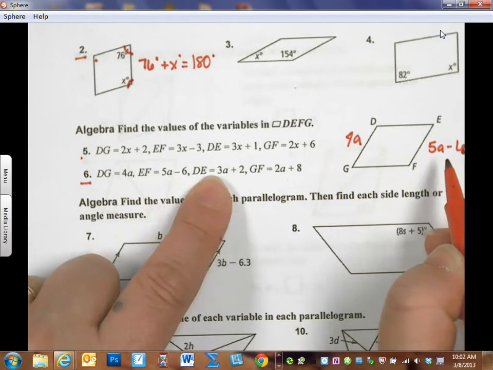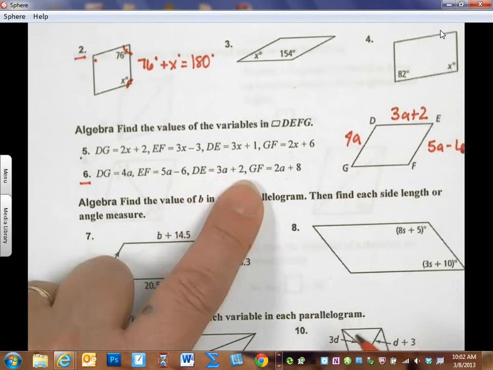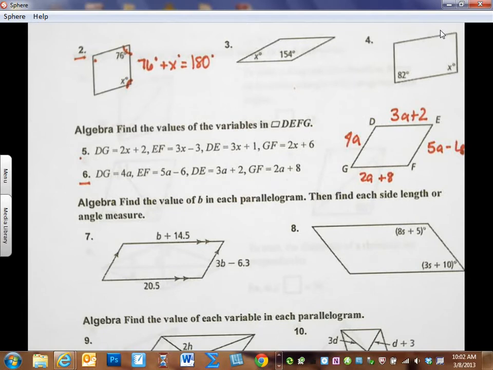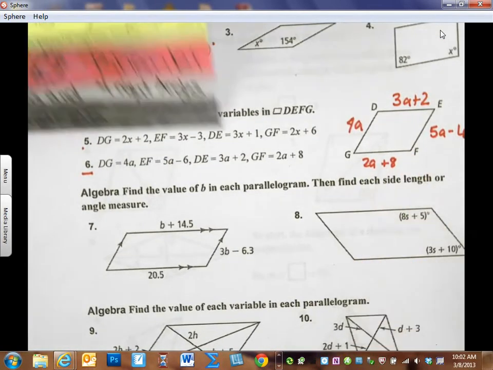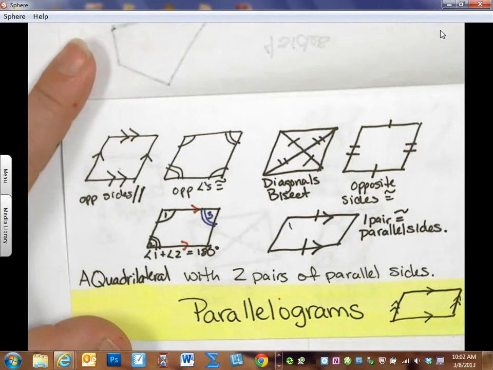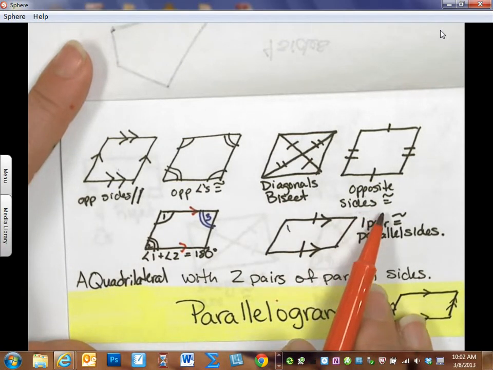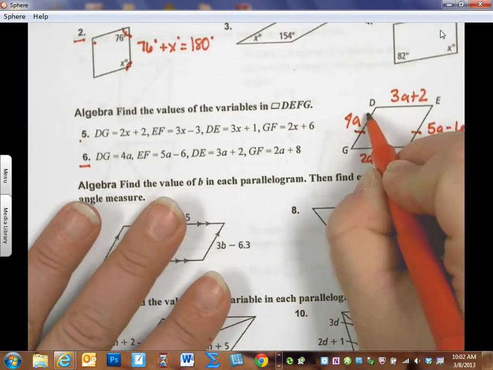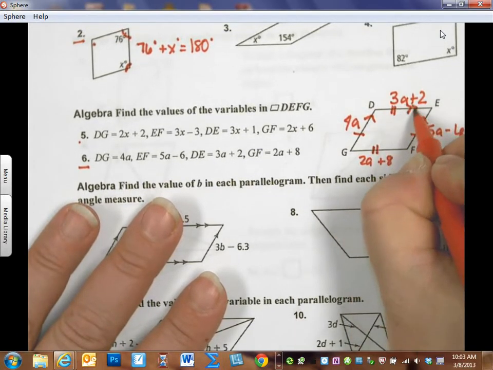And then DE, which is this top side, notice we're naming it with 2 letters, and GF is 2A plus 8. Now, if I were a new student with parallelograms, I might go look at my picture, and I might say, okay, what am I talking about here? Sides, right? Yeah. What do I know about the sides of parallelograms? I know they're parallel. Yeah. And I also know they are? Opposite sides, congruent. They're congruent. So I know that this side is congruent to this side, and it's parallel, right? Yeah. We also know that this side is congruent to this side, and it's parallel, right?